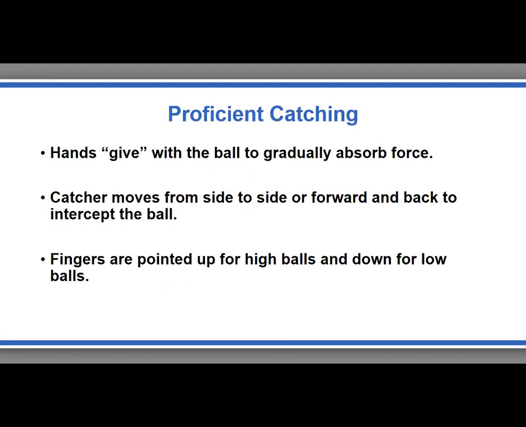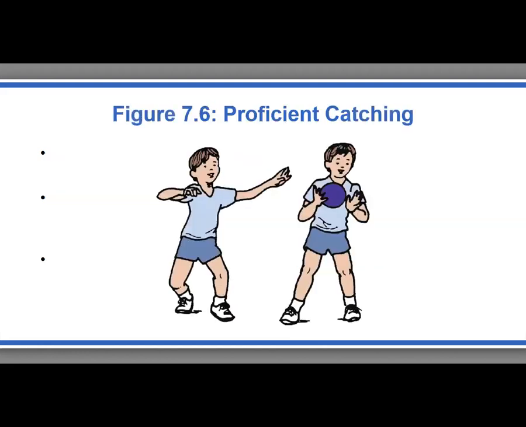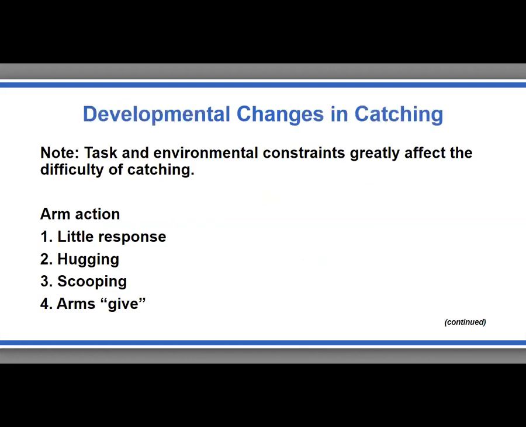Proficient catching: the hands give with the ball to gradually absorb the force, right? The catcher moves from side to side or forward and back to intercept the ball, and fingers are pointed up for high balls and down for low balls. So you learn hand placements depending on where the ball's coming in, and you supinate and pronate your wrists depending on ball placement. Here's proficient catching, sort of. I don't know who drew this. It's kind of goofy, but we're imagining that person's catching with the hands. It still looks like they're popping it off their chest, but whatever.